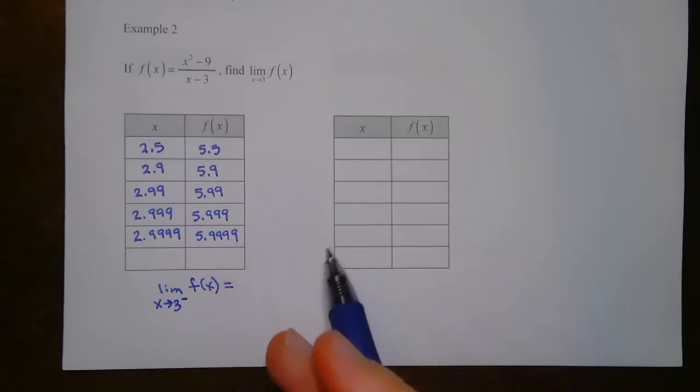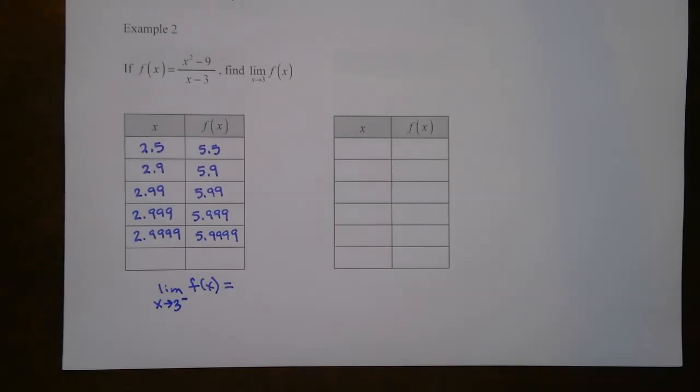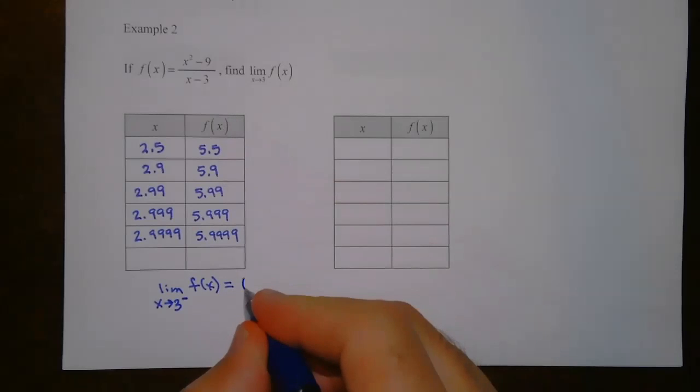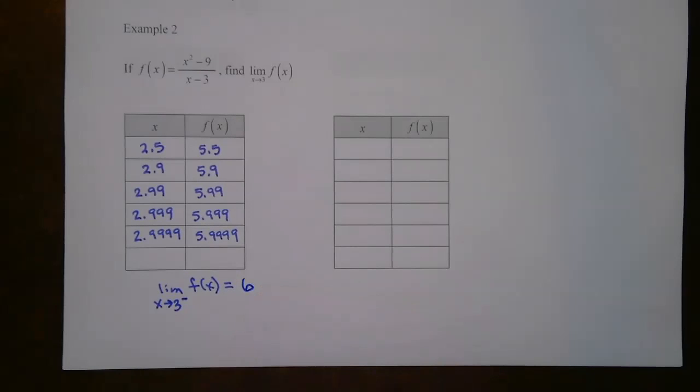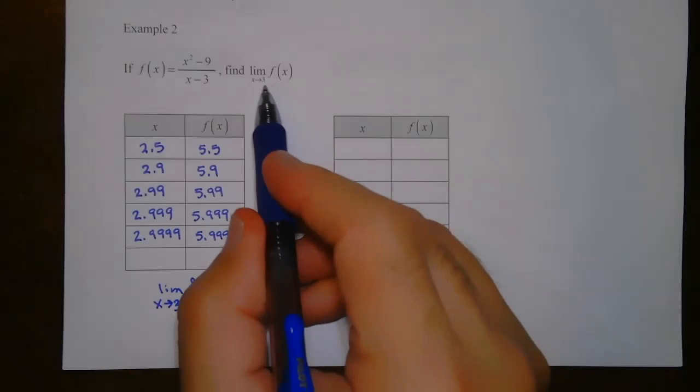Now, we're not going to say 6 above or 6 below, okay? It's just 6. It's just the number value it's approaching, and that would be 6, okay? And then over here, we want to do the limit as x approaches 3 from the right. So we want to be to the right.